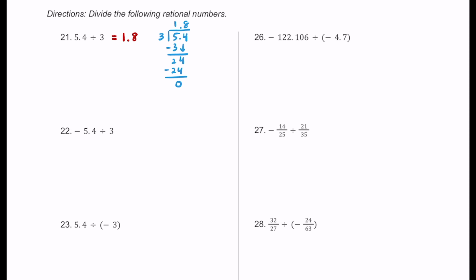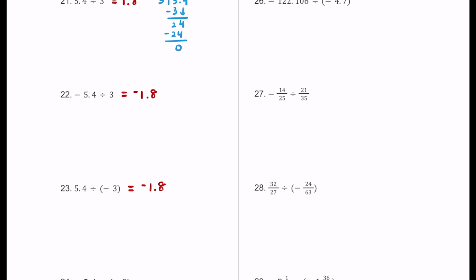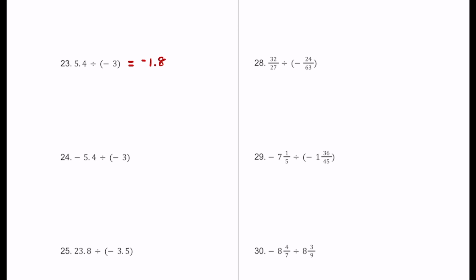Okay. Moving on to number 22. Well, this is just going to be a negative 5.4 divided by 3. So it's the opposite of 5.4. So we're going to have the opposite of 1.8 for our quotient. Okay. For number 23, we have the same numbers, but you can see the negative moved over. So 5.4 divided by negative 3 is going to be negative 1.8 because we have one opposite symbol. So we have the opposite of 1.8. For number 24, we have 5.4 and 3 again. So again, 5.4 divided by 3 we said was 1.8, but it's going to stay positive because we have here the opposite of the opposite of 1.8, and that's going to be positive 1.8.